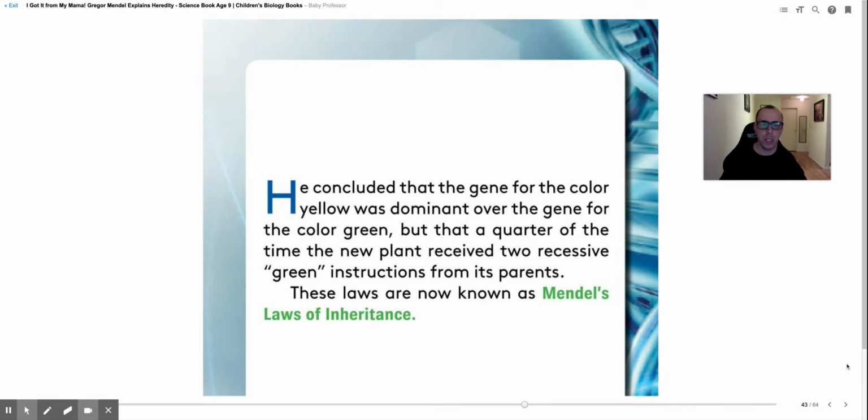He concluded that the gene for the color yellow was dominant over the gene for the color green, but that a quarter of the time the new plant received two recessive green instructions from its parents. These laws are now known as Mendel's laws of inheritance.